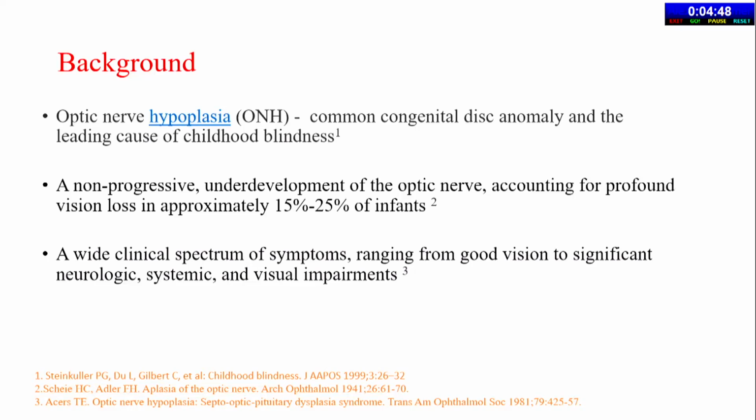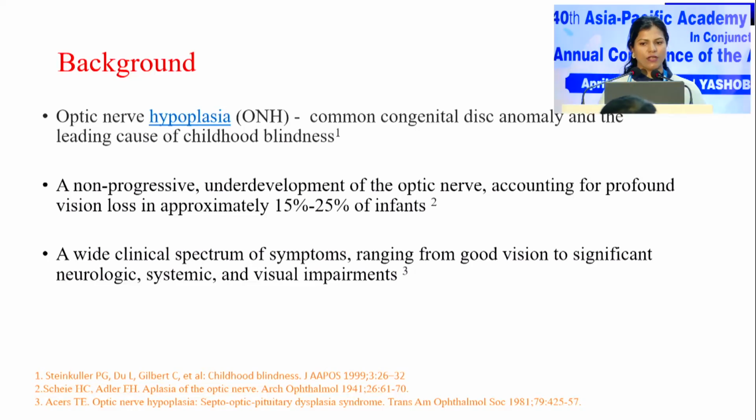I'll be presenting on optic nerve hypoplasia, severity of disc hypoplasia and its association with vision and neuroradiological findings. Optic nerve hypoplasia is a common congenital disc anomaly and is a leading cause of childhood blindness. It is a non-progressive underdevelopment of the optic nerve accounting for profound vision loss. It has a wide clinical spectrum of symptoms, ranging from vision impairment to neurological and endocrinological abnormalities.